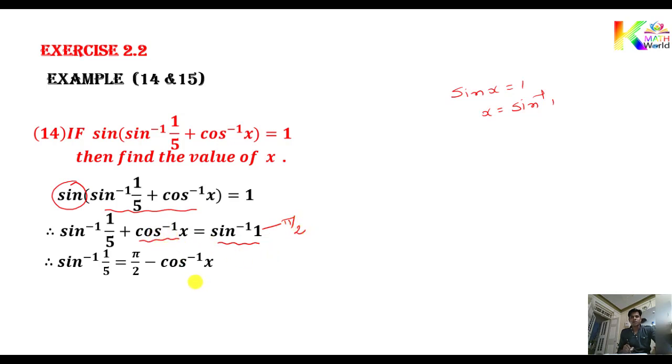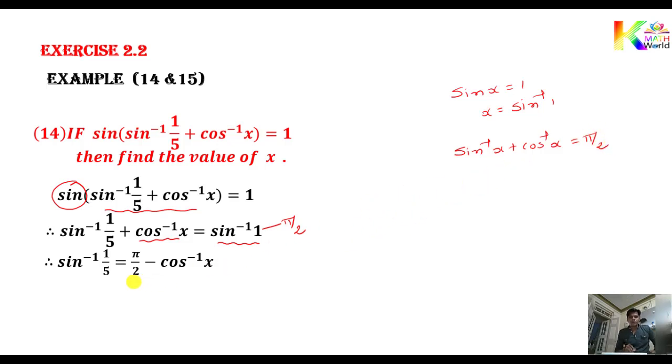And cos inverse x on this side. So you get pi by 2 minus cos inverse x. Moreover, we have another formula: sine inverse x plus cos inverse x is pi by 2. Okay, this is the formula.